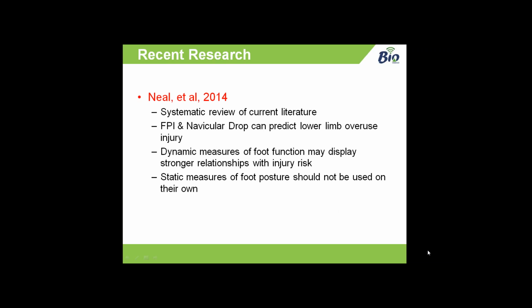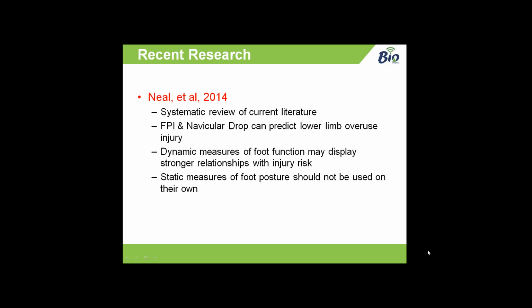Another recent paper here by Neil et al., and this was just last year. They did a systematic review of the literature looking at foot posture as a risk for lower limb overuse injuries. And what they found was that of the measures used in the available prospective research papers which they looked at, the two tests, navicular drop and the foot posture index, were predictive of lower limb overuse injury. So that correlates directly.